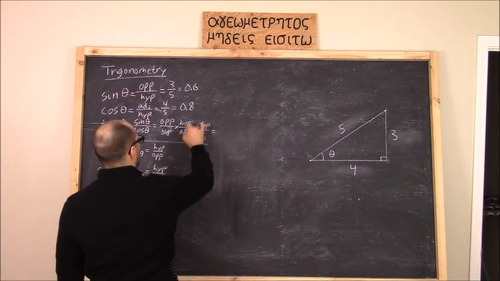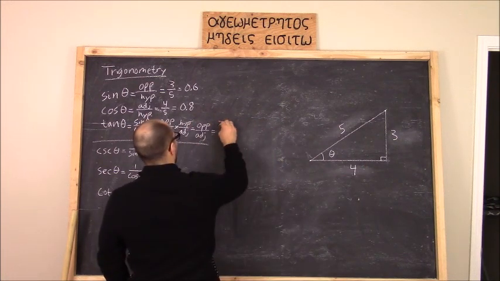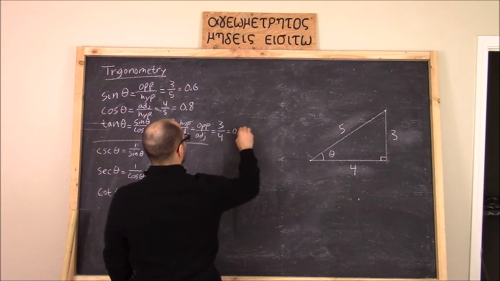Tangent is opposite over adjacent. Opposite 3, adjacent 4. 3 over 4. As a decimal, that is 0.75.